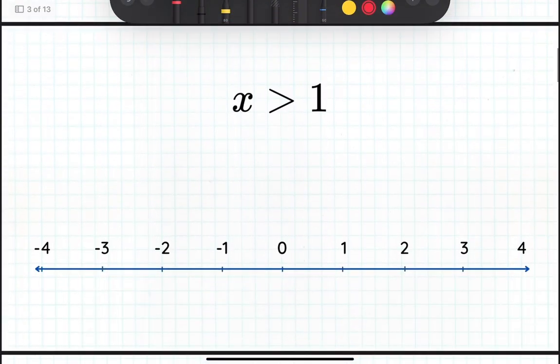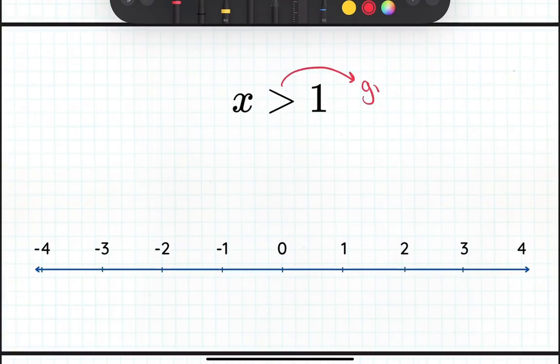Here we have x is greater than 1. So this symbol we know is our greater than. And since it doesn't have the line underneath, we're just going to simply have an open circle. And so what I'm going to do is place that open circle onto 1, and I'm going to face my arrow towards whatever numbers are greater than that 1, which is this way to the right.